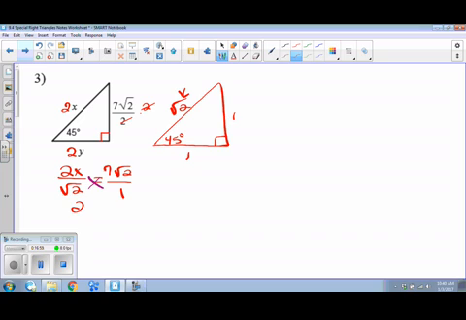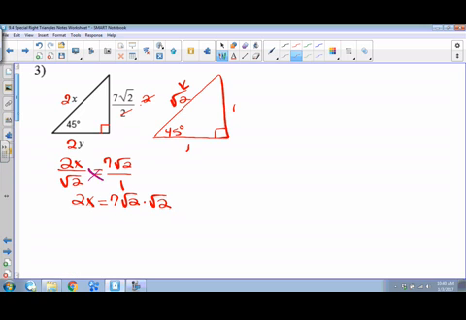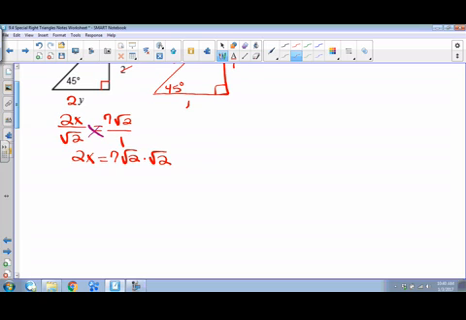we have 2x times 1, which is 2x, equals 7 square root of 2 times the square root of 2. Well, you told me in the last problem, the square root of 2 times the square root of 2 is the square root of 4, which is just 2. So this is 2x equals 7 times 2, because this times that is actually just 2. So now we just have 2x equals 14. Divide both sides by 2, and x equals 7.